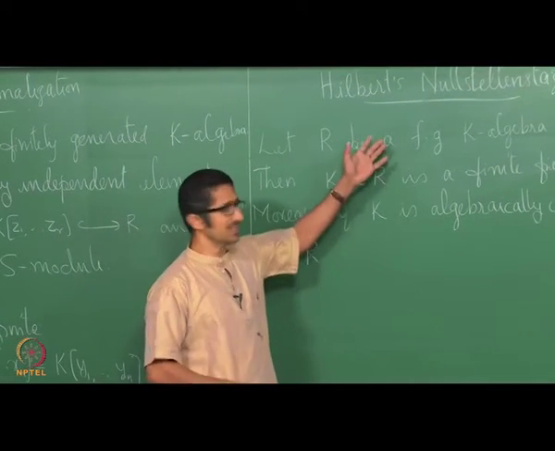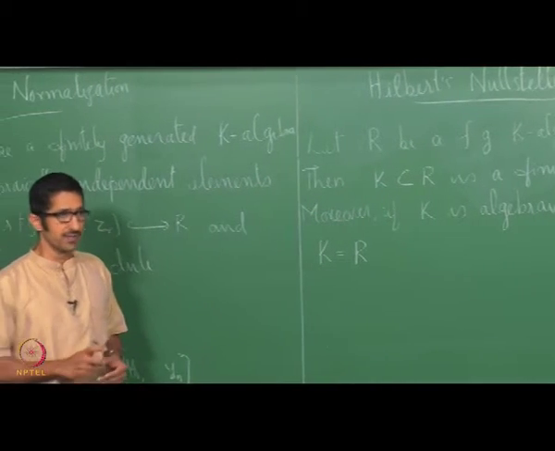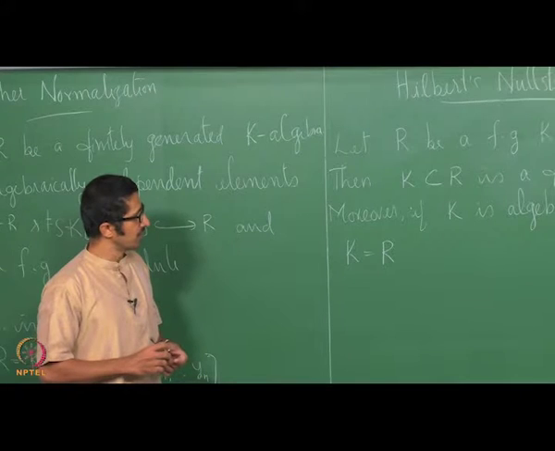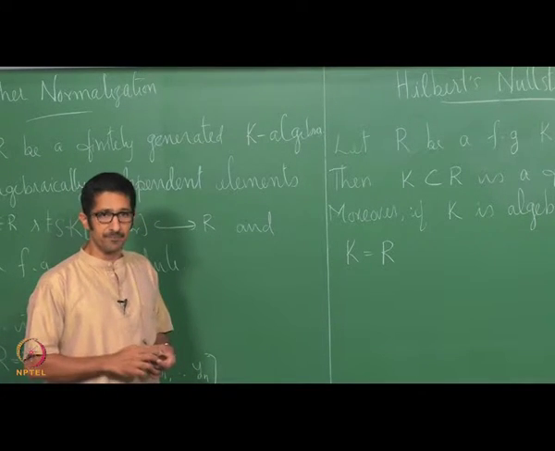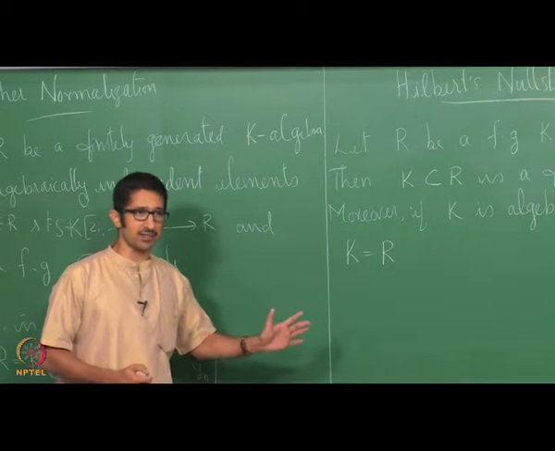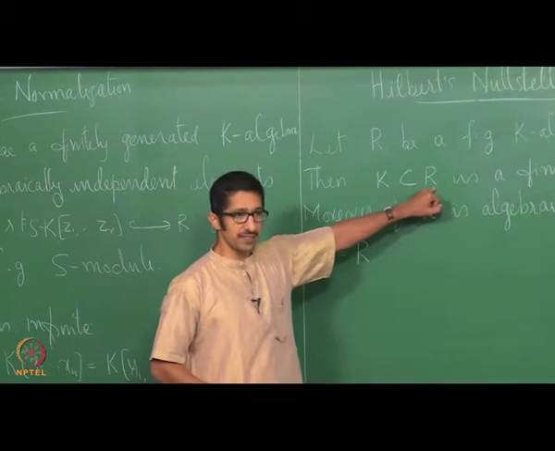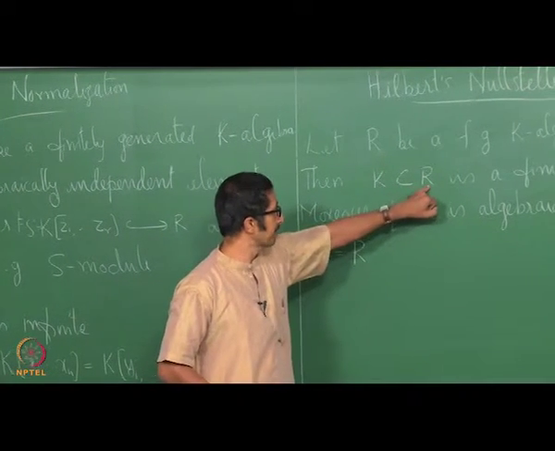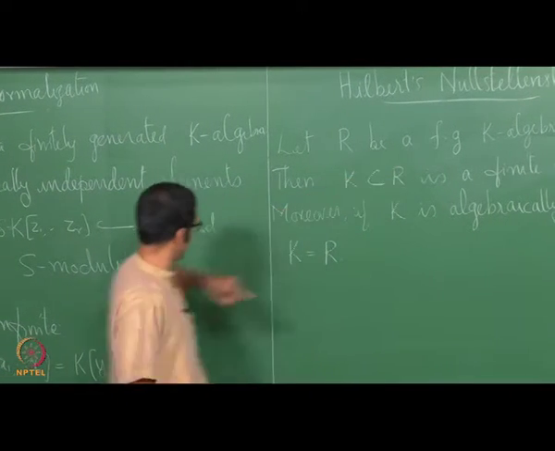So, what this says is that if I have a finitely generated K algebra which is a field, then it has to be a finite field extension. Finite field extension means finite as a vector space over K.